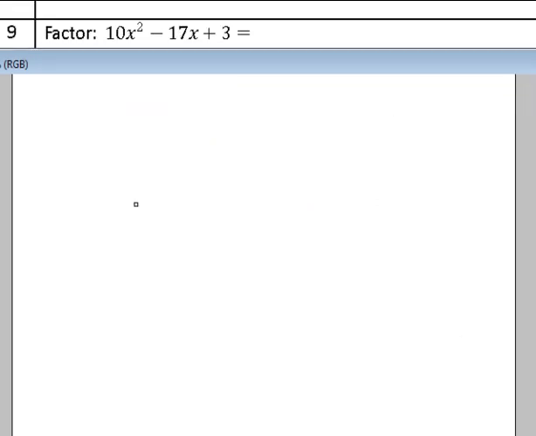Now we're going to factor this quadratic. Notice that c is positive, and that means that the two signs are the same. So we write two sets of parentheses. The signs are the same, either plus, plus, or minus, minus. Because of this minus in the middle, they must be minus, minus.